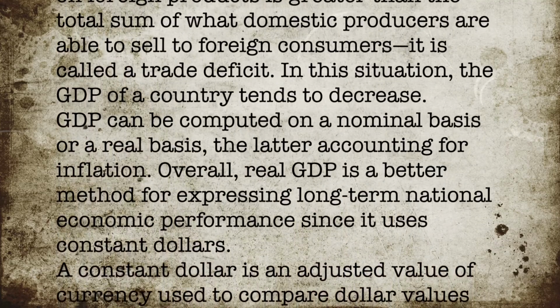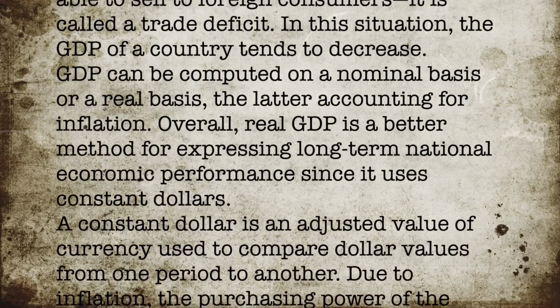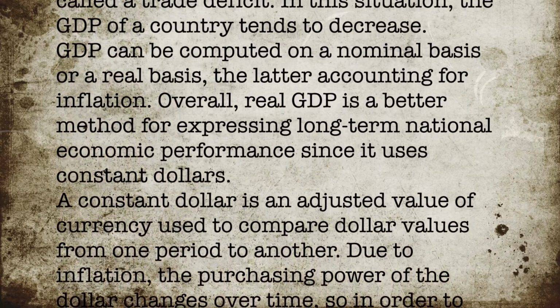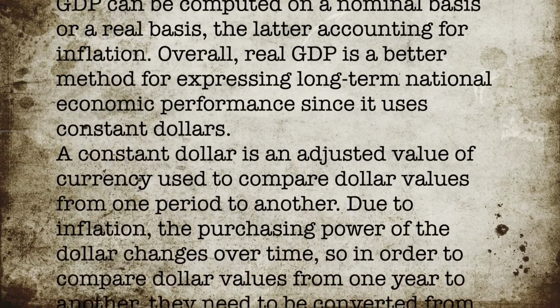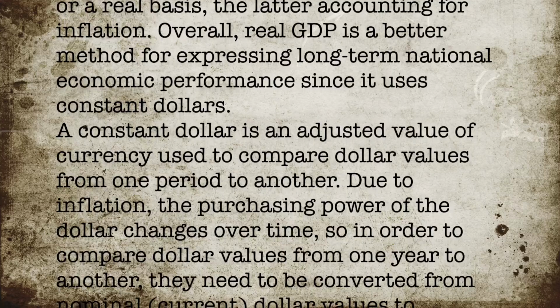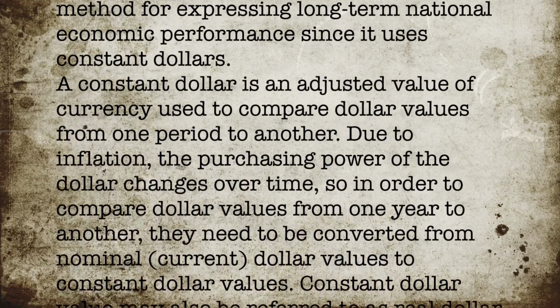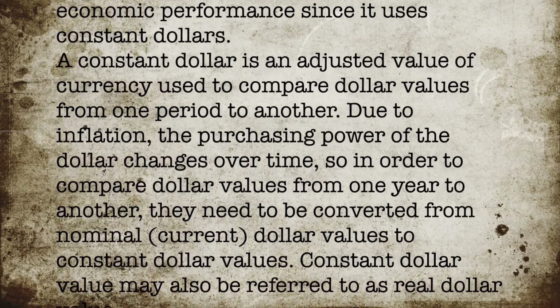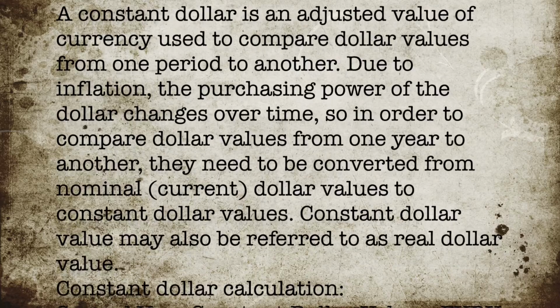So what is constant dollar? It is an adjusted value of a currency used to compare dollar values from one period to another. Due to inflation, the purchasing power of the dollar changes over time. So in order to compare dollar values from one year to another, they need to be converted from nominal dollar values to constant dollar values. Constant dollar value may also be referred to as real dollar value.